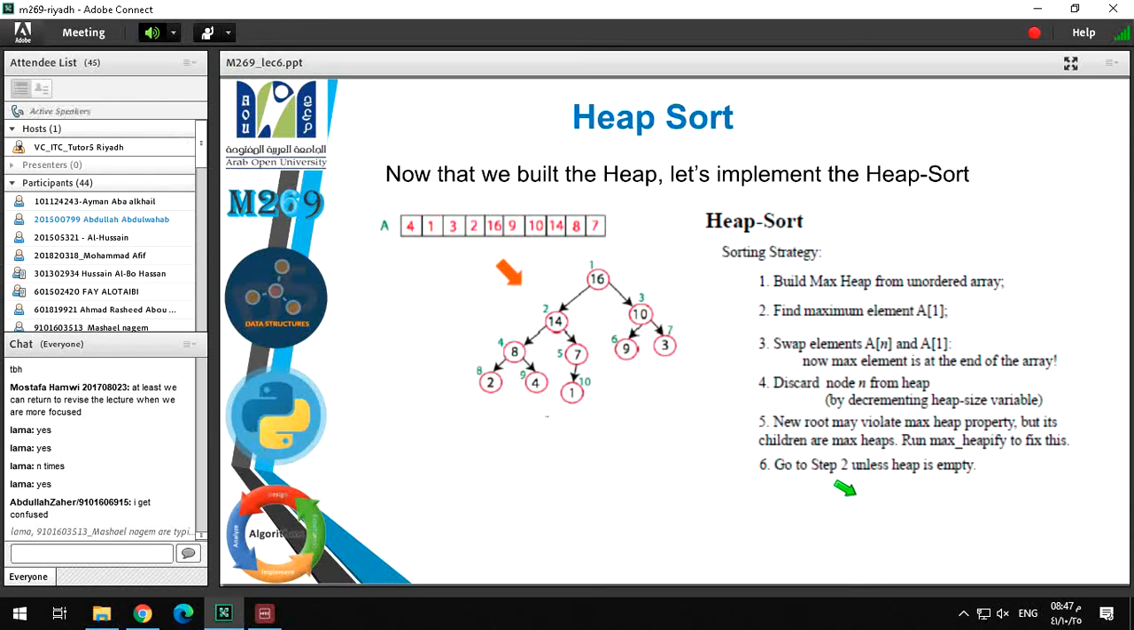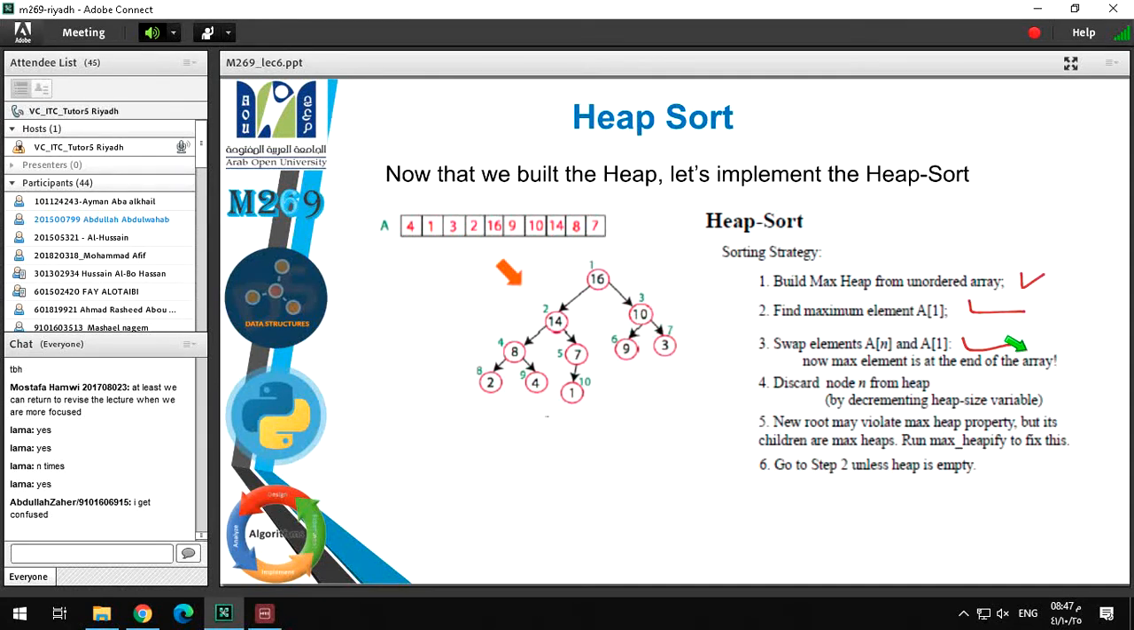Now till this point we did not get to the sort, how the heap sort works. All we did is just build a heap tree and max-heapify the tree to correct the errors. Now let's work on implementing the heap sort. The heap sort has a strategy for sorting. First, build the max heap from an unordered tree array. What is the maximum element in the array? Specify it. Swap the element a1 and ai.